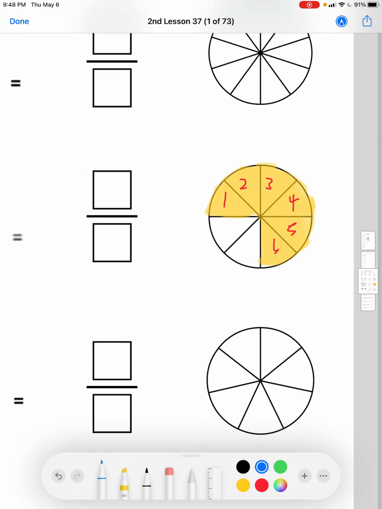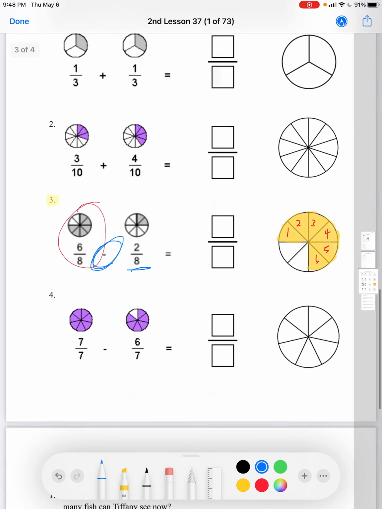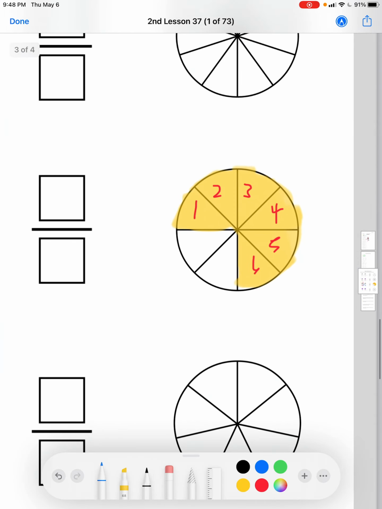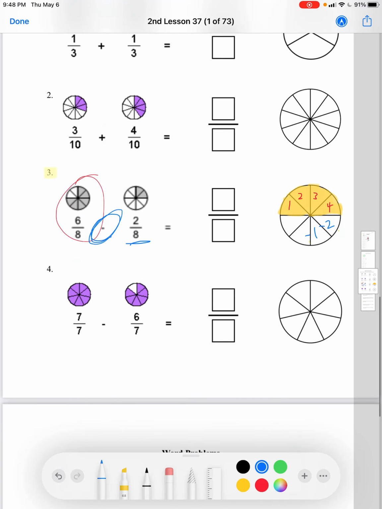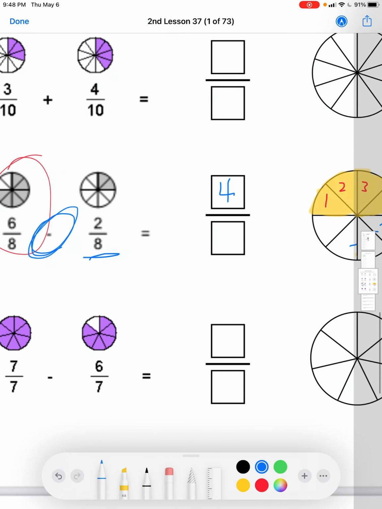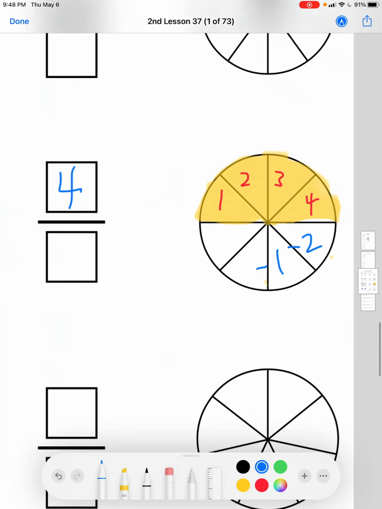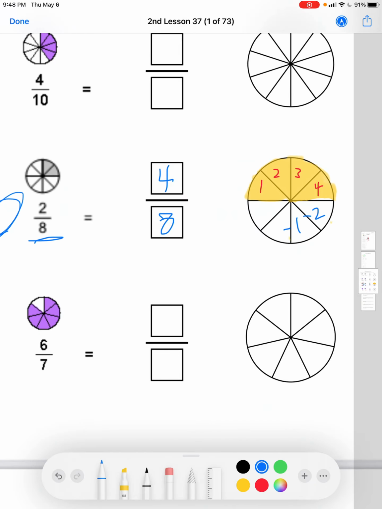So if we have this amount shaded, to subtract that, we're just going to erase the shading. So let's erase 6 and 5. 1, 2. So we erased this, we erased this. We subtracted. So now we have 4 shaded left. So we're left with 4, 1, 2, 3, 4 out of 8 pieces. So 4 over 8.